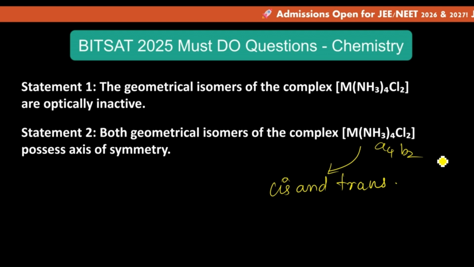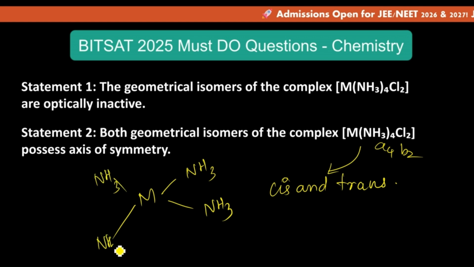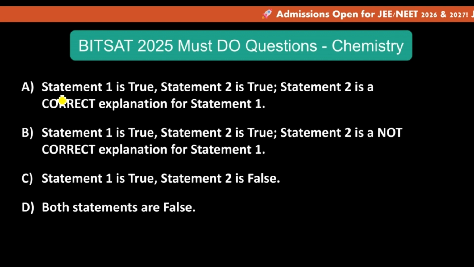So check for the axis of symmetry. Both the isomers cis and trans possess an axis of symmetry. So writing it like this, both the isomers can possess an axis of symmetry, right? So statement 1 is true, both the isomers are optically inactive, and statement 2 is also true, both possess an axis of symmetry. So the right answer would be option A.